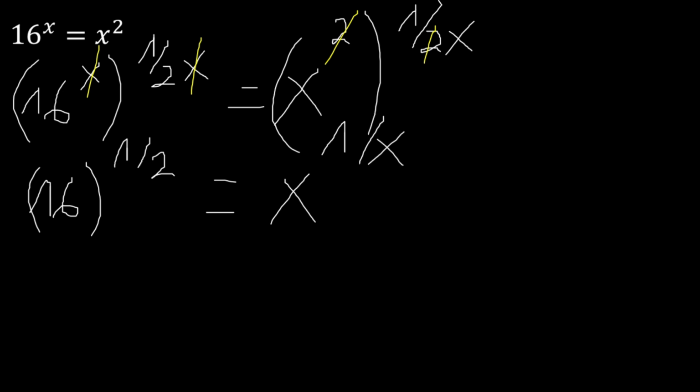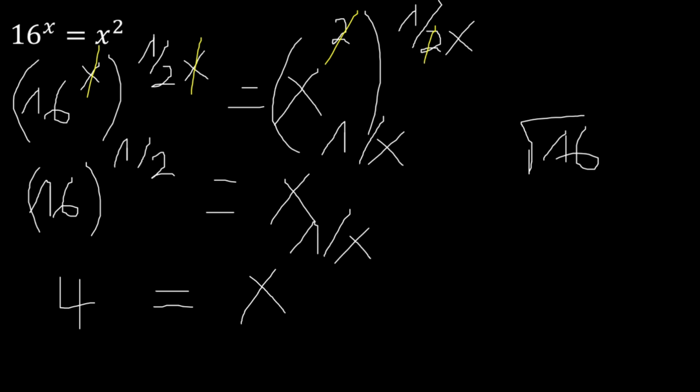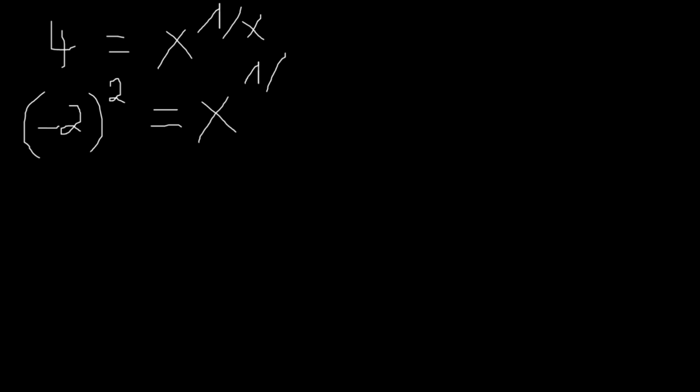16 to the power half is the same thing as the square root of 16, that is equals to 4. And you're going to have x to the power 1 over x. Let's recopy: 4 equals x to the power 1 over x. Someone just took 2 squared. Yeah, 2 squared, but what if we take negative? This negative 2 squared is the same thing as 4. Okay, it's equal to what? x to the power 1 over x.